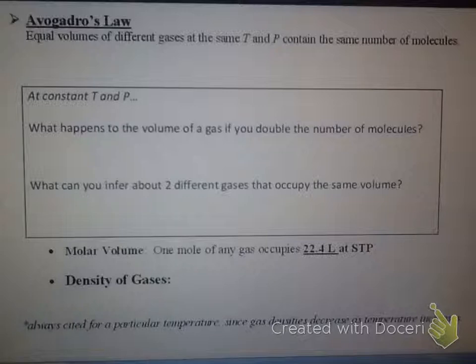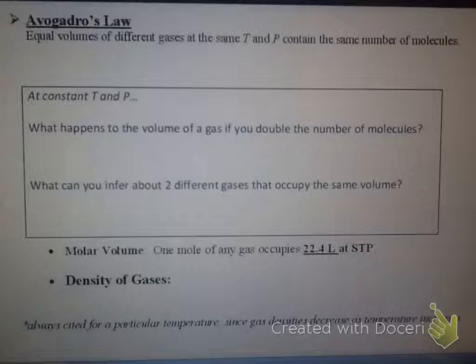You might remember Avogadro. He had defined what a mole was. So he said that a mole was 6.022 times 10 to the 23rd of anything. So Avogadro's law is actually going to deal with the amount of molecules in a gas, because Avogadro liked the mole. What Avogadro's law basically says is the moles of a gas are proportional to its volume if you hold the pressure and temperature constant.